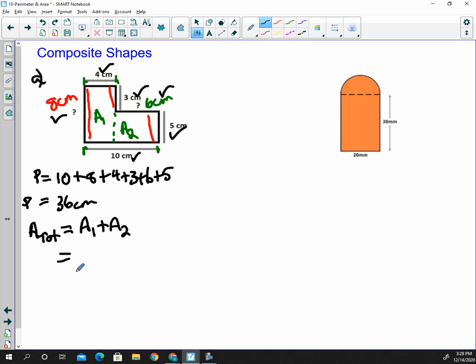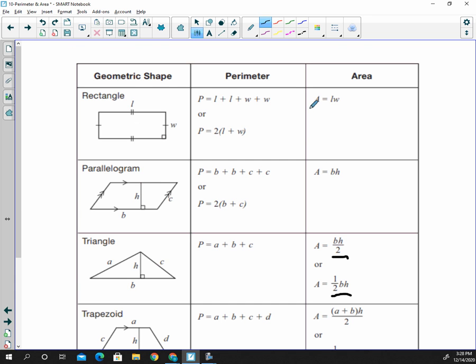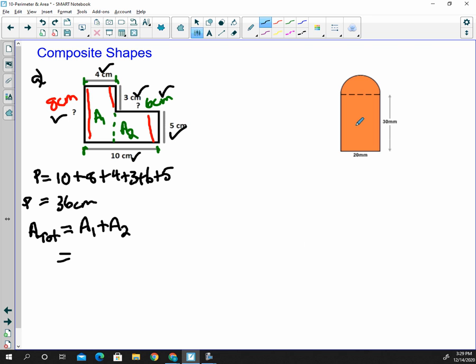And to find the area of A1, it's just a rectangle. Rectangle, the area is going to be the length times the width. So let's go ahead and find that. Our length is 8. Our width is 4.